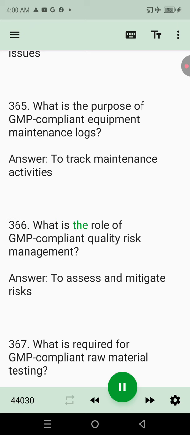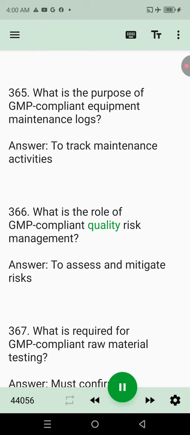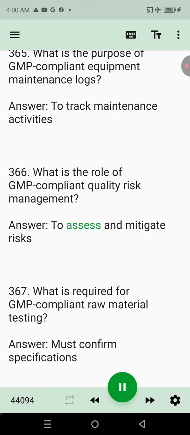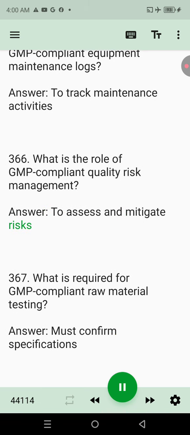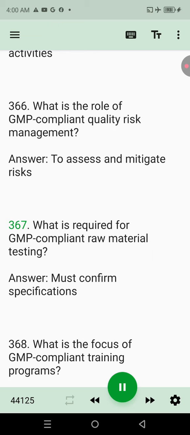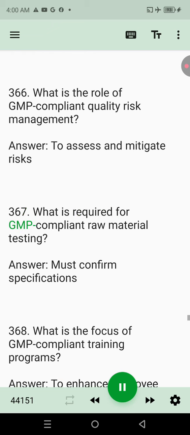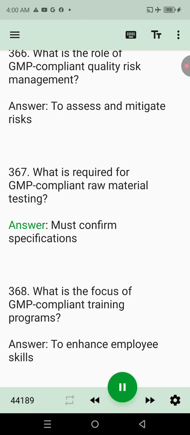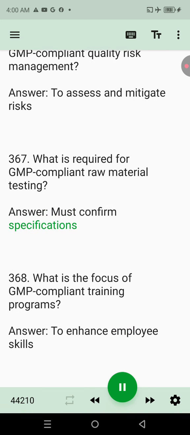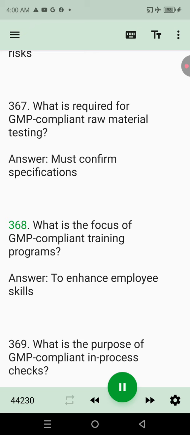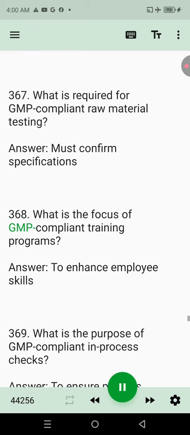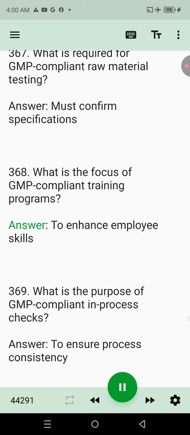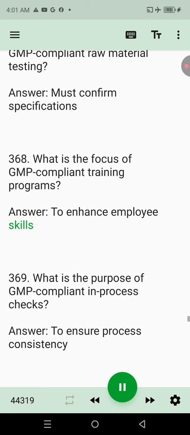366. What is the role of GMP-compliant quality risk management? Answer: to assess and mitigate risks. 367. What is required for GMP-compliant raw material testing? Answer: must confirm specifications. 368. What is the focus of GMP-compliant training programs? Answer: to enhance employee skills.